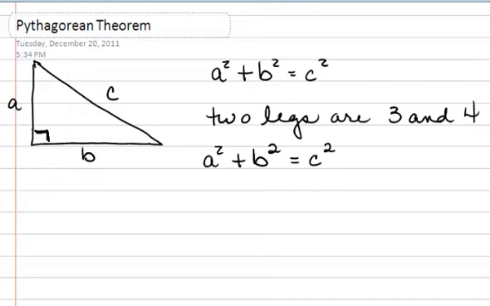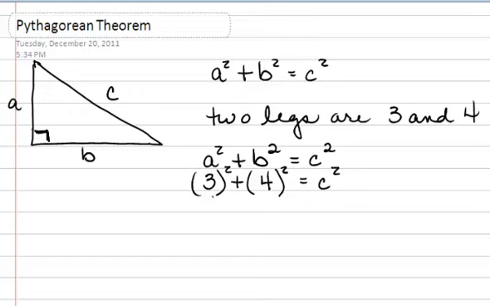So you have A being the length of one of the legs. It does not matter which one you put for A and which one for B. What's important is that A and B are the legs, or in other words, the sides that make up the right angle of the right triangle. B would be 4 in this case, and then you're solving for C.